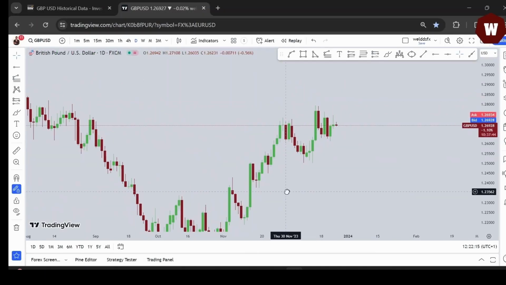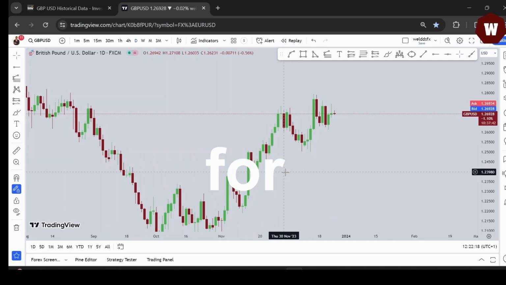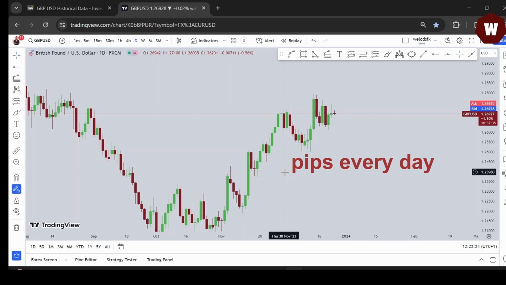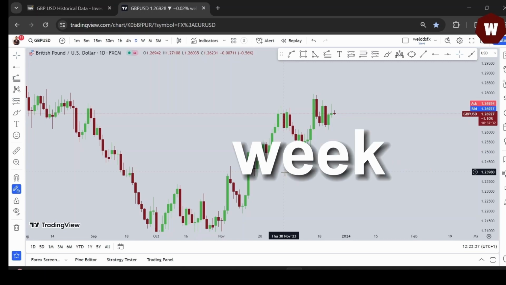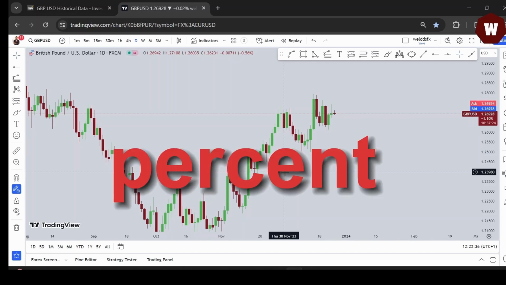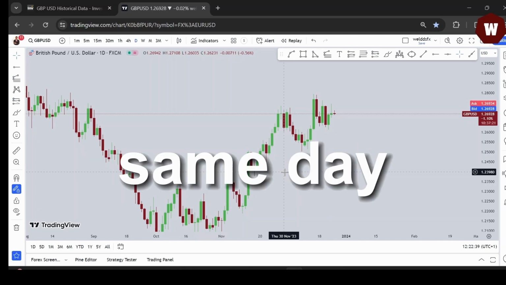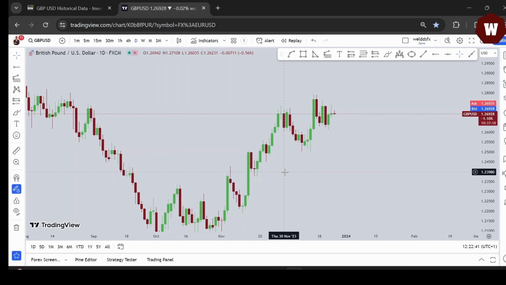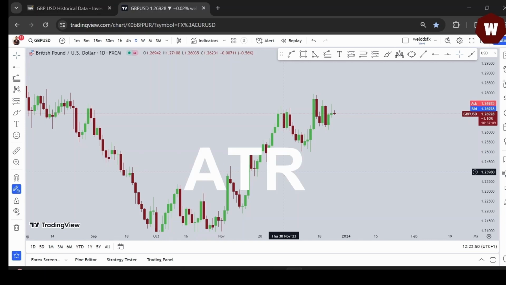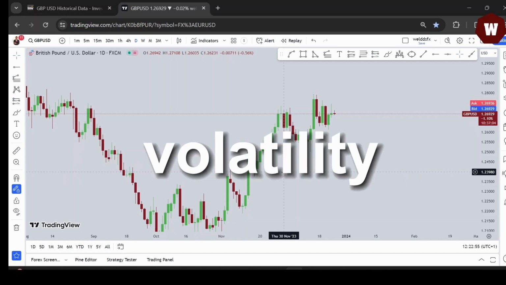Now let me tell you a little about the ATR. ATR stands for average true range. That means every currency pair has a number of pips that it moves every day or every week or every month. The amount of pips that GBP/USD moves in a day is not the same number of pips or percent that EUR/USD will move in the same day. It is not the same number of pips that USD/JPY will move, or the pound against the Japanese yen. Each currency pair has its own ATR, and if you are going to set a stop loss, you are going to set the correct stop loss using the volatility of these currency pairs.